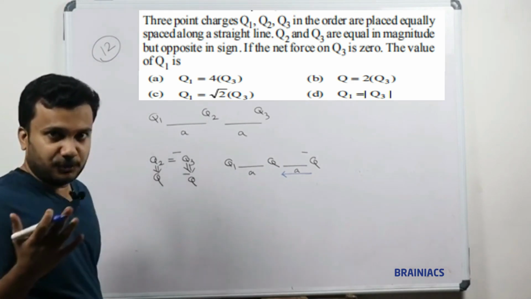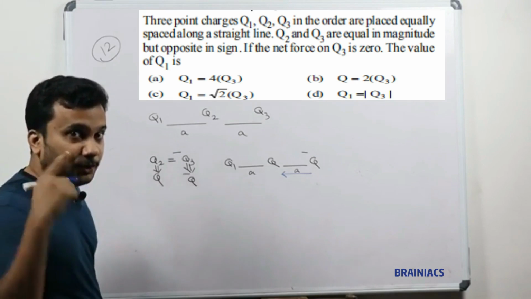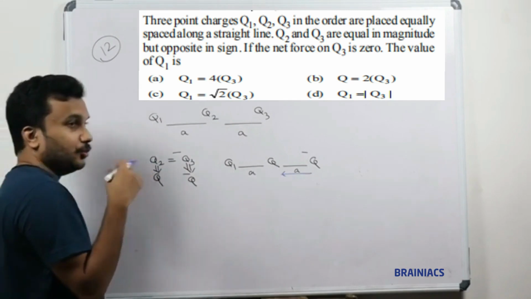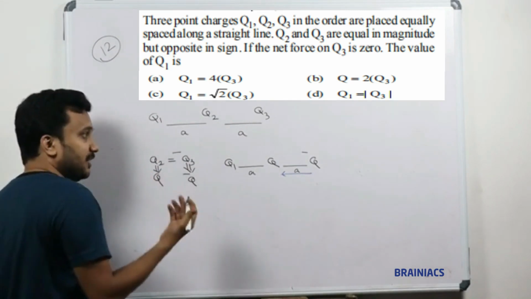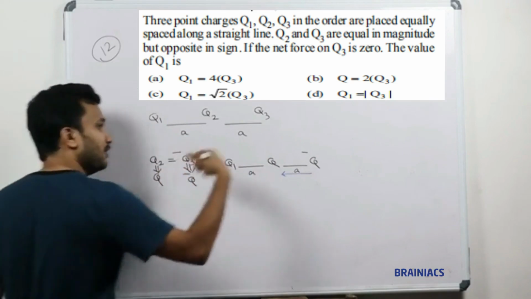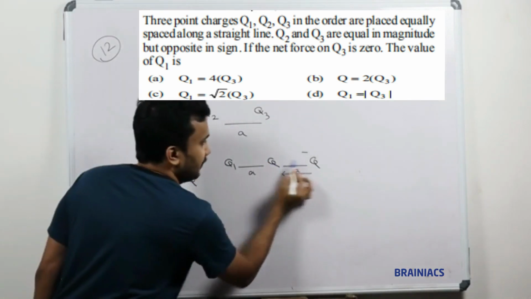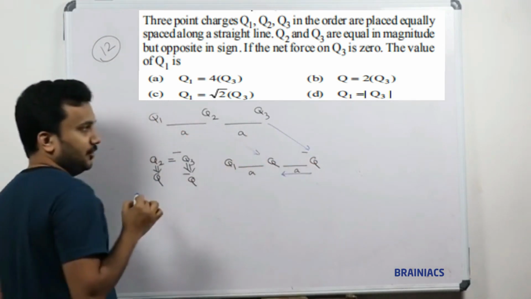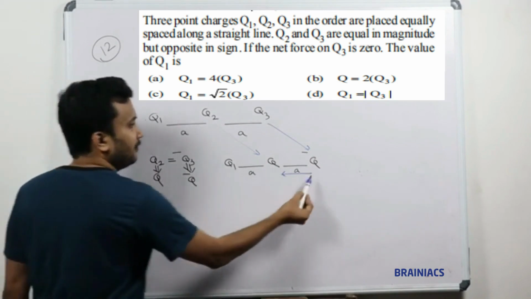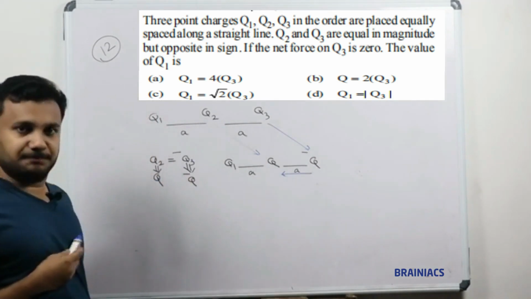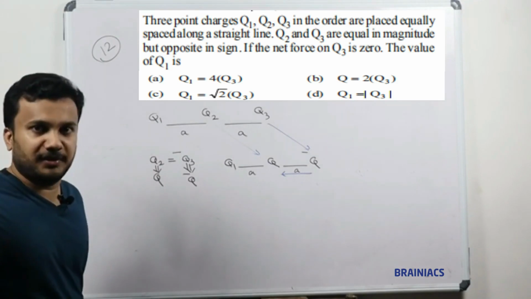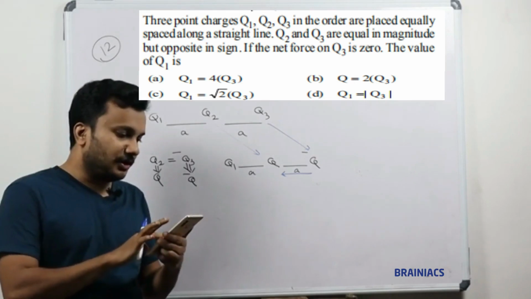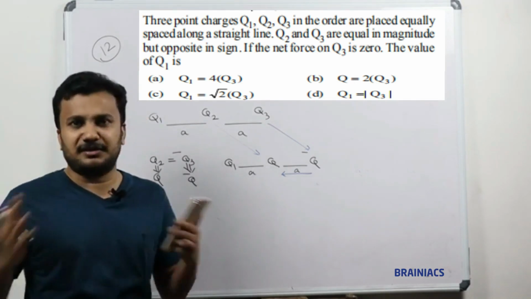To have a net force on this charge equal to 0, remember, already one force is here. So the other force must act in the opposite direction. It is given in the question that Q2 and Q3 are equal in magnitude and opposite sign. Based on that, definitely the minus Q will be attracted towards this one. It's very clear, we can't do anything there. But for Q1, we don't know whether it is positive or negative, it is not given in the question.